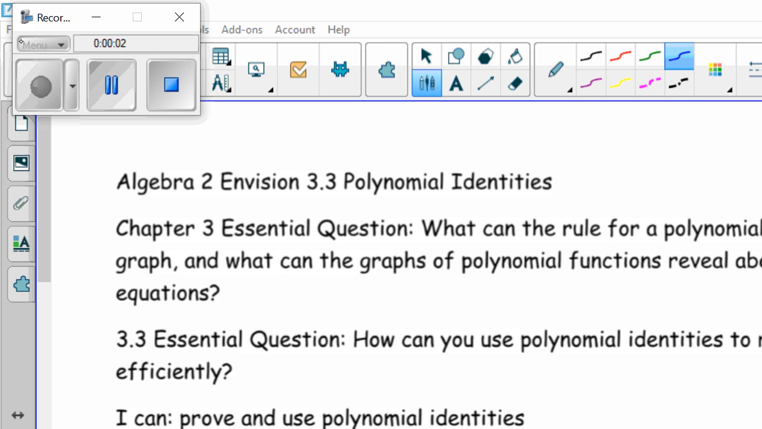All right, today in Algebra 2, we're going to look at Section 3.3, Polynomial Identities. Okay, so our essential question: how can you use polynomial identities to rewrite expressions efficiently? After today, you should be able to prove and use polynomial identities.